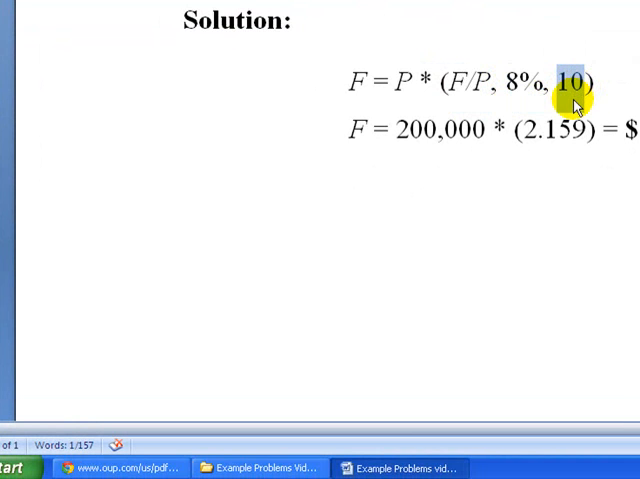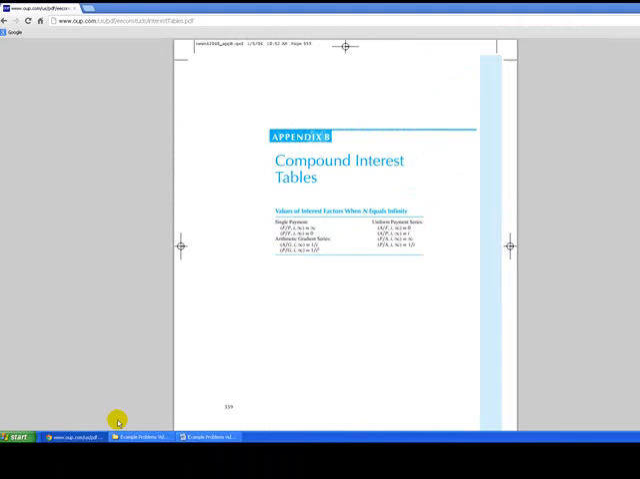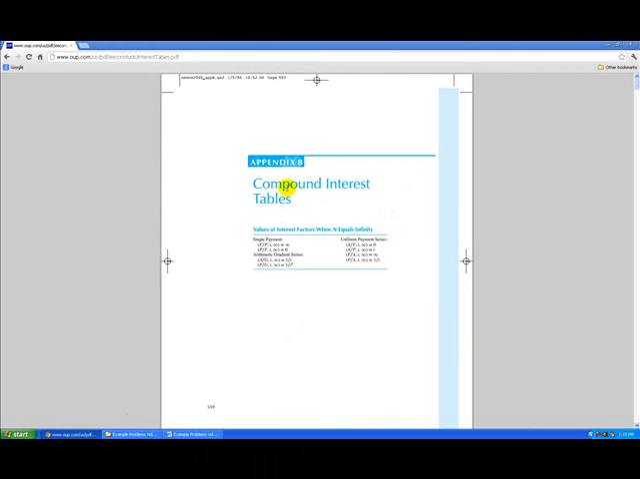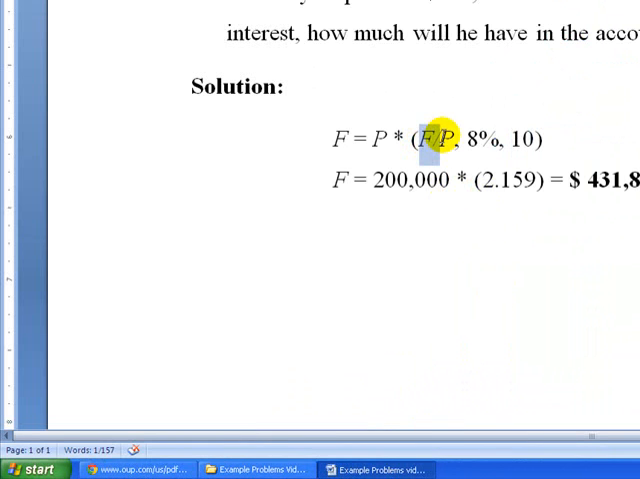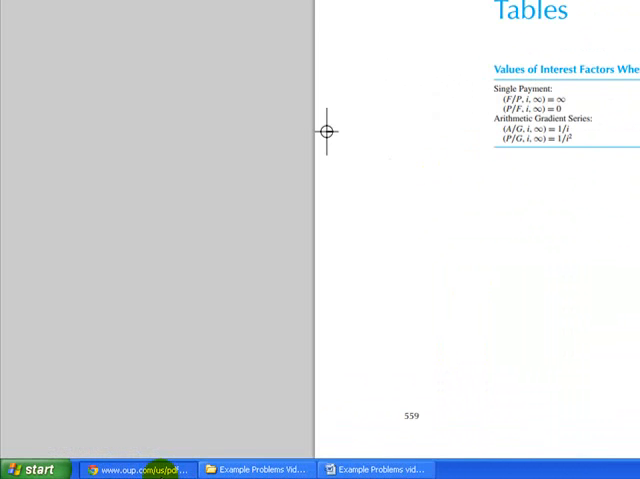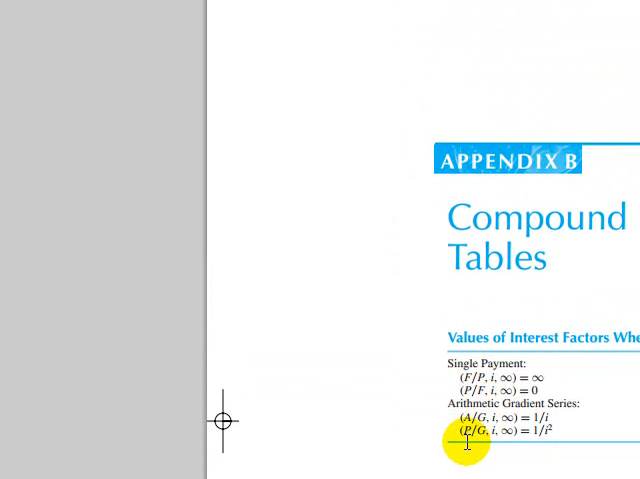At the back of your book, you will see Appendix B, compound interest tables. We can go through those tables to find this F given P factor. Now, how to look at these tables, I will explain here. You can see some formulas are mentioned here. F given P indicates that if the P value is given, you need to find F. P given F, so there are different factors: F given P factor, P given F factor, and so forth.